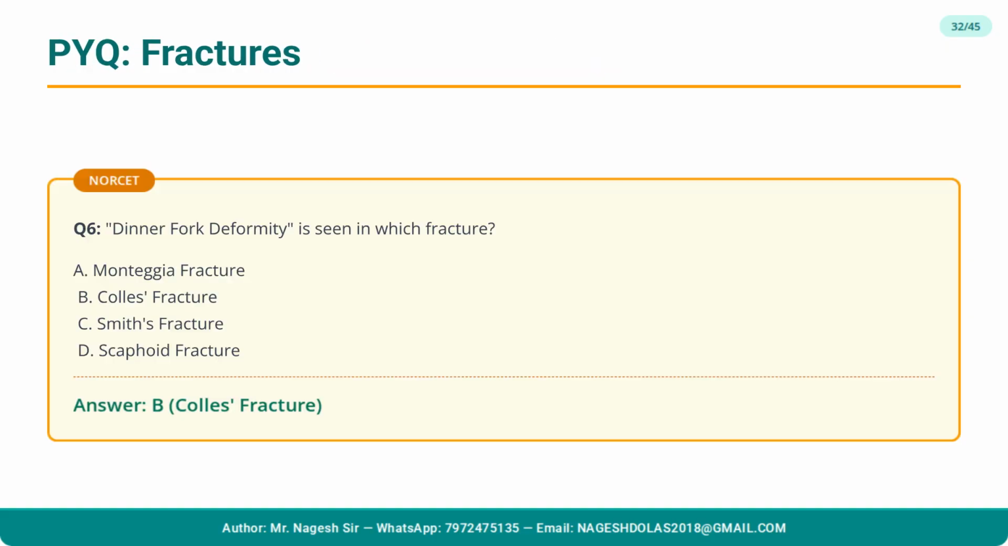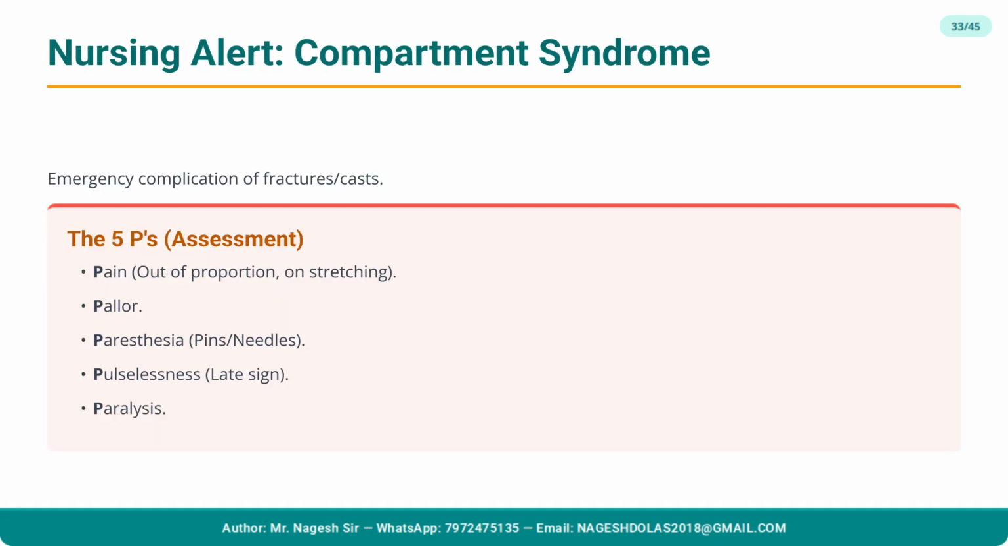Question 6. Dinner fork deformity is seen in which fracture? The answer is B, Colles' fracture. Compartment syndrome is an emergency complication. Assessment relies on the 5 Ps: pain out of proportion, pallor, paresthesia, pulselessness, and paralysis. Nurses must recognize these signs promptly.